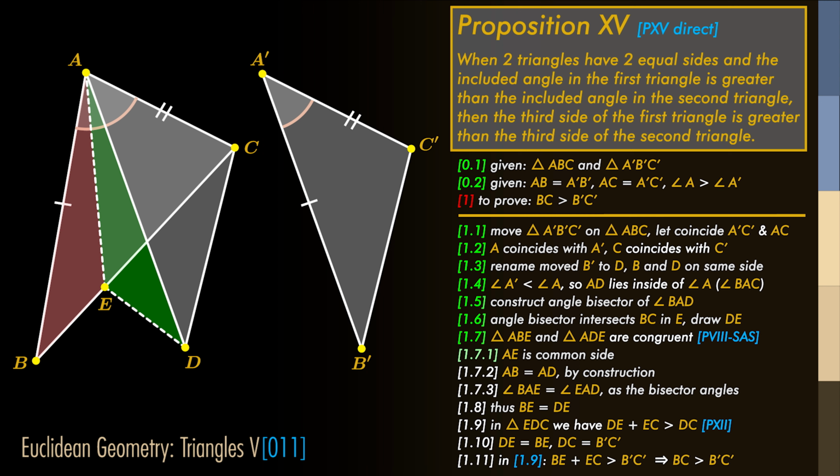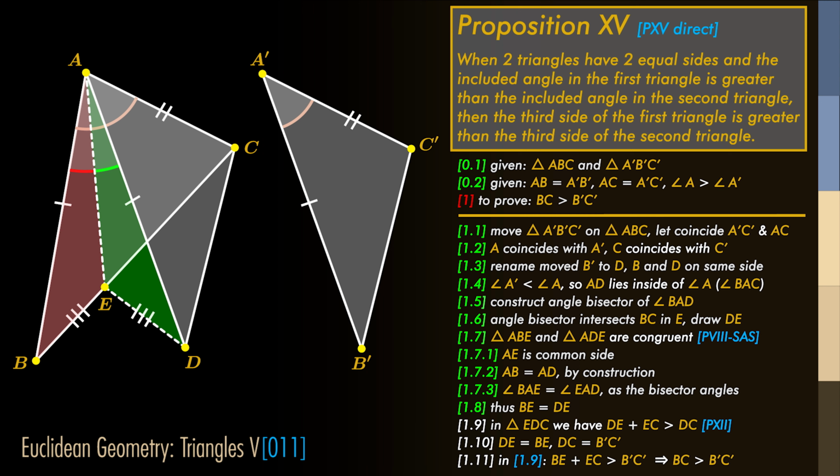The side AE is a side they both have in common. The side AB equals AD, because we constructed it that way, and the included angles are BAE and EAD, which are equal because they are the angles of the bisector construction. And therefore, side BE is equal to side DE.